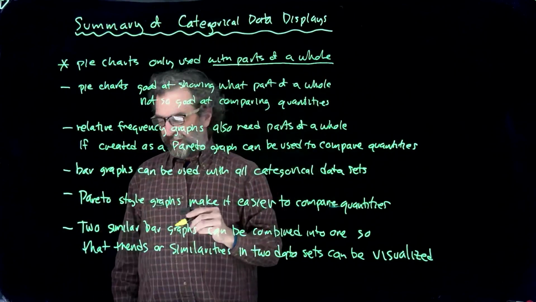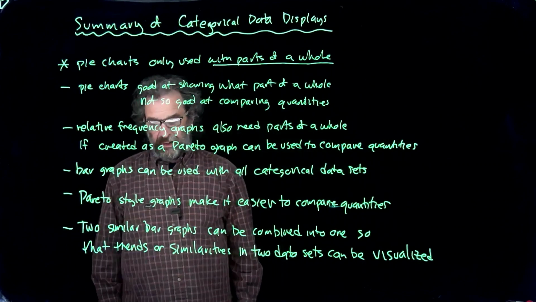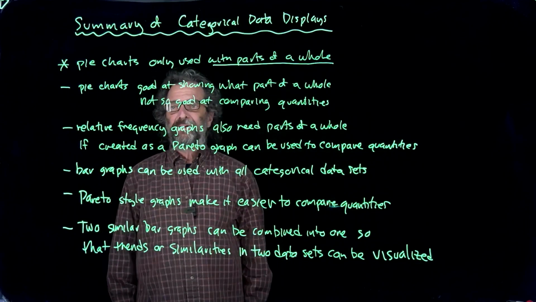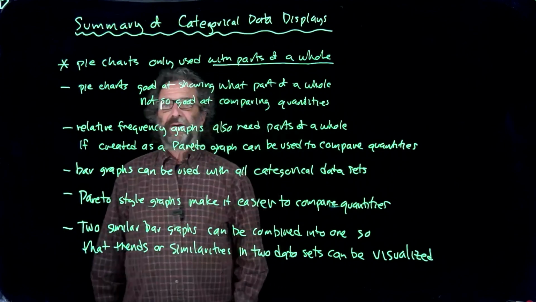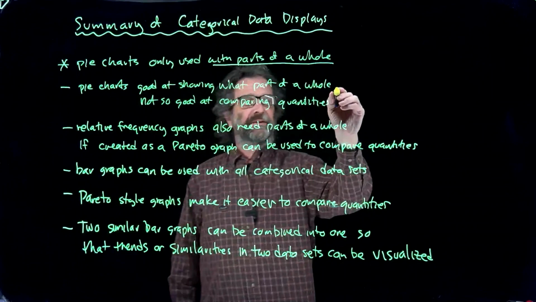We made some kind of statement of what parts of the whole was, that each individual has to belong to one of the categories and can't belong to two of them. And that makes it parts of a whole. Pie charts are good at showing what part of a whole a category is.